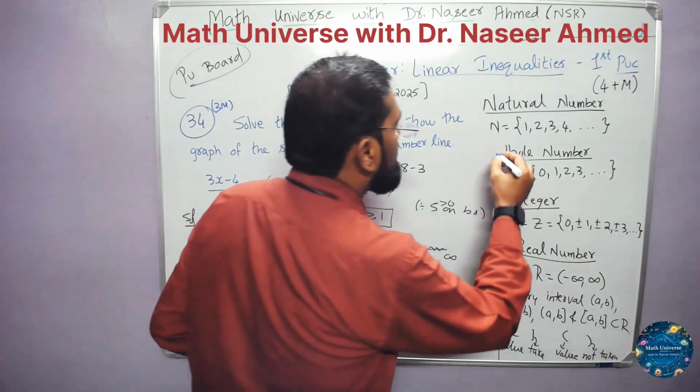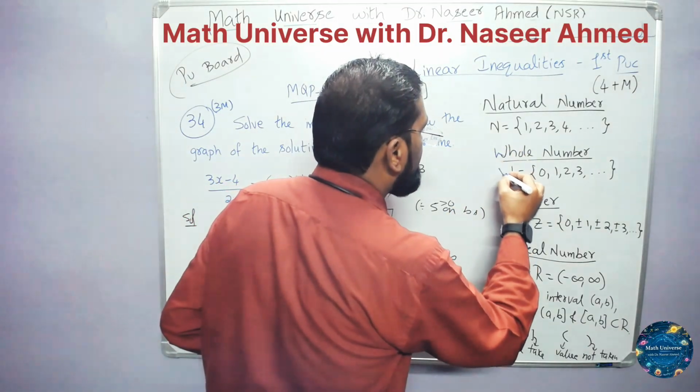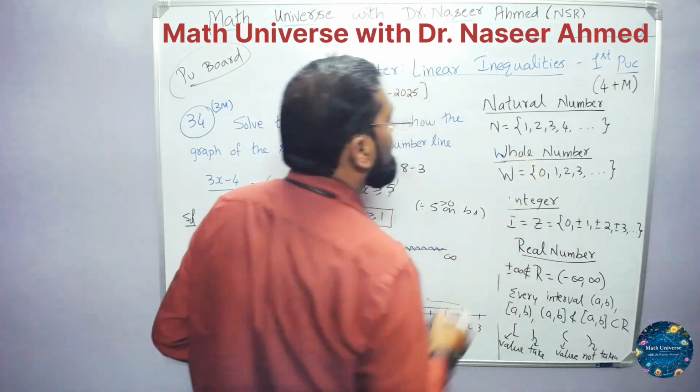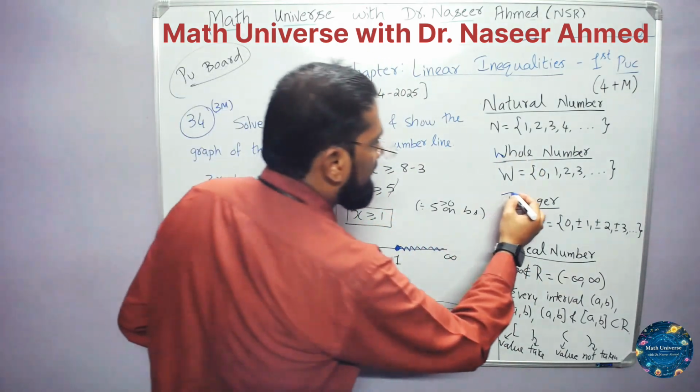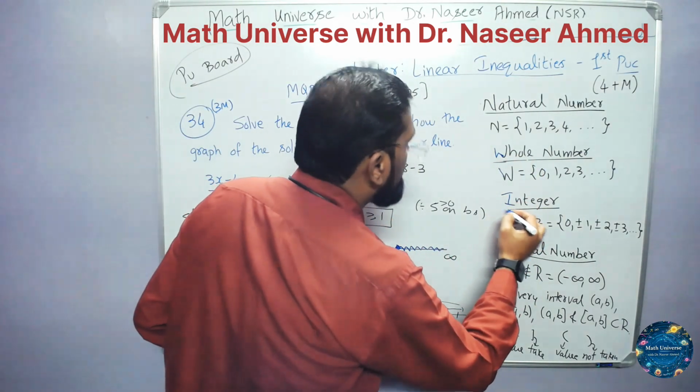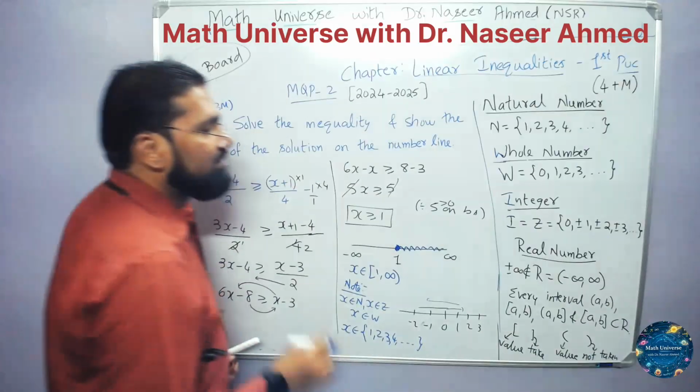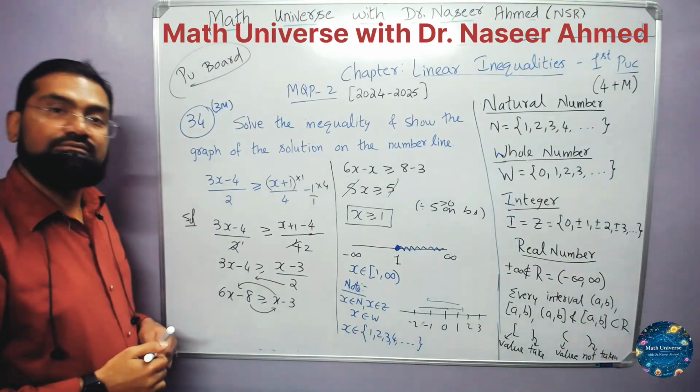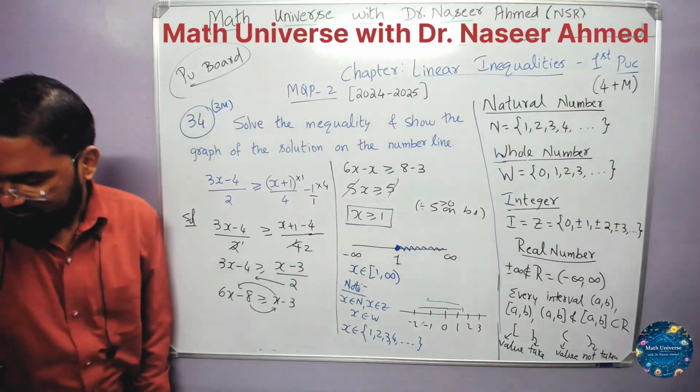Let us write this properly. I think while erasing, it just got erased. Okay. Integer I. So with this, this model question paper is done. Make a note.